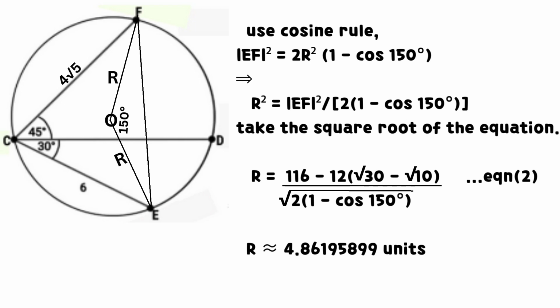Take the square root of the equation. We obtained a new equation as shown on the screen. We call it equation 2. Hence, R is approximately equal to 4.86195899 units.